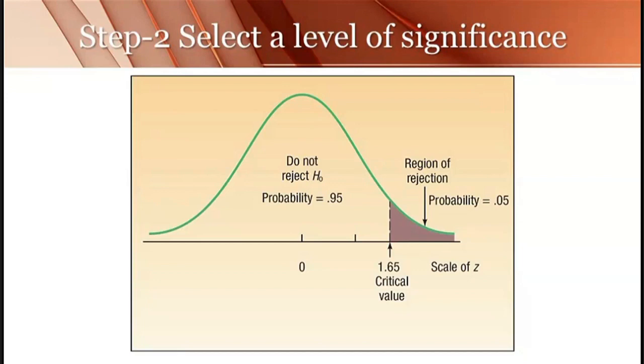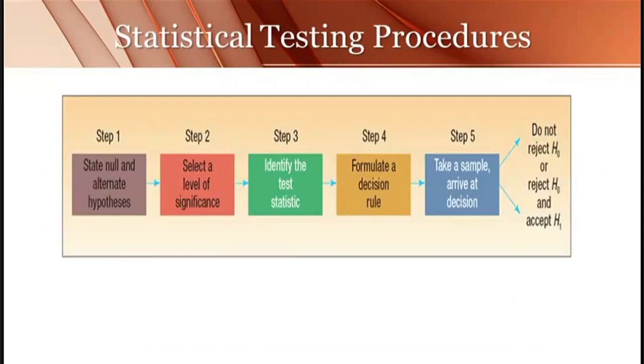Now, next one is selecting a level of significance. There are three different levels one can choose: one is 0.05, second is 0.01, and third is 0.001. Most of us will choose 0.05 as the main significance level, that is the 95% confidence interval, in order to decide whether you are going to reject your null hypothesis or fail to reject your null hypothesis.